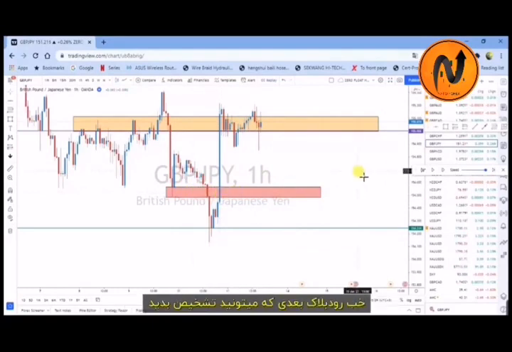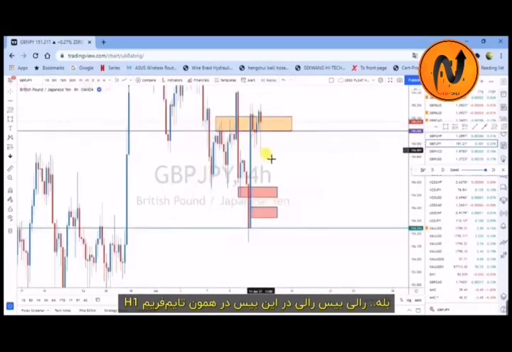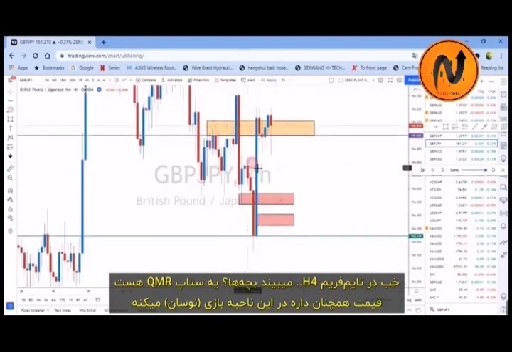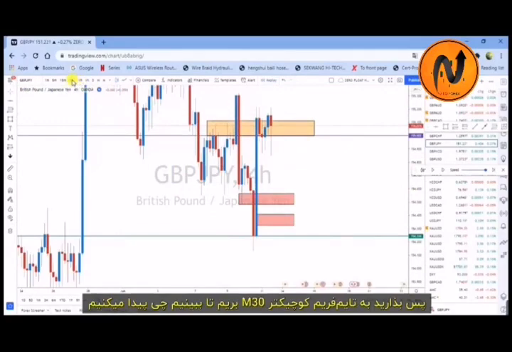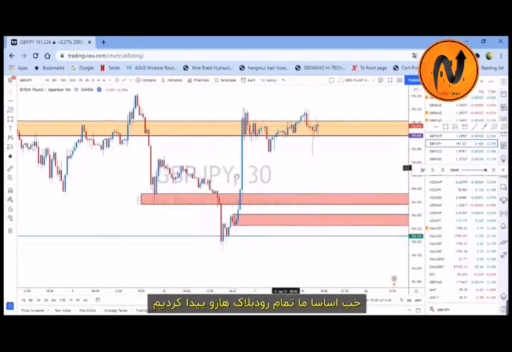Okay. So the next roadblock where you guys can identify, yes, the rally base rally in this base and the H1 same time frame. Okay. So the H4, you can see guys, it is a QMR setup. So price is still playing in that area. So let's move on to the smaller time frame M30. What can we find? So basically we have found all the roadblocks.